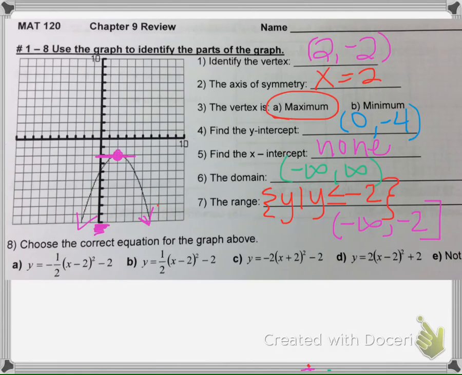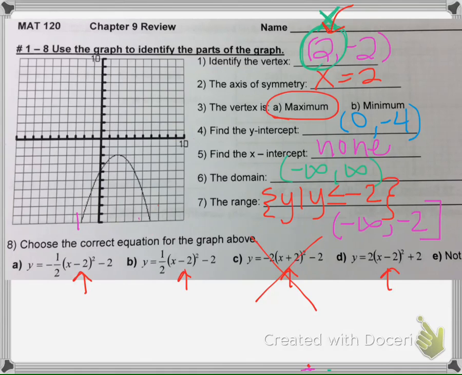All right, now we have to identify the equation for this graph. So to do that, we're going to use the vertex, since the equation is in vertex form. So we know that the x value here corresponds to the number that's in the parentheses here. And we know it's always opposite. So if this is a +2 here, the number in the parenthesis will be the opposite, so -2. So we know it can't be this one.